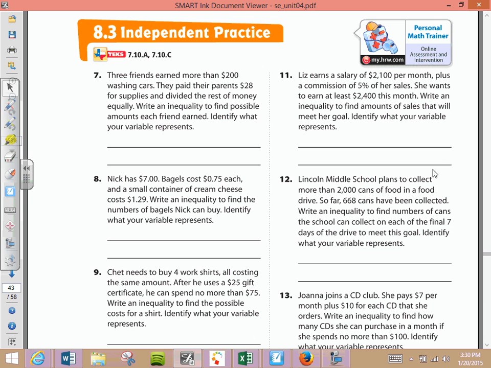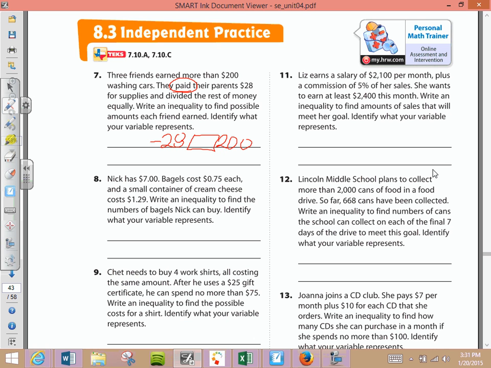All right. Three friends earn more than $200 washing cars. They paid their parents $28 for supplies and divided the rest of the money equally. Write an inequality to find the possible amounts each friend earned. Identify what your variable represents. So what is what here? 200 is Y. 28 is B, and is 28 positive or negative? Oh wait, no, it's negative because they gave away. Because they paid, right? That means it's negative. Good job.